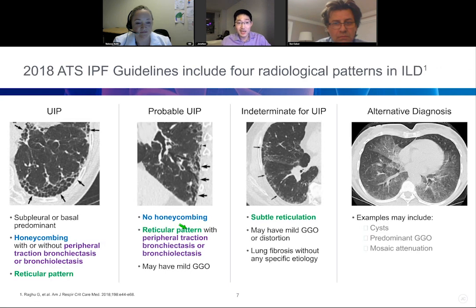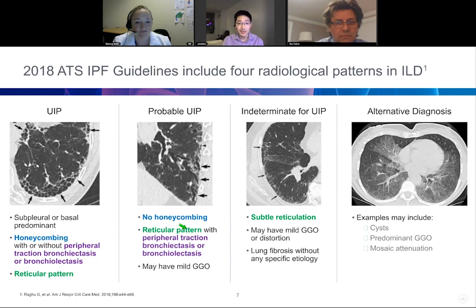So now let's talk about the 2020 ATS IPF guidelines. As you guys know, it's not just ATS, but it's multi-society guidelines. These guidelines, as well as the Fleischner guidelines for UIP imaging classification, exist, and they're more or less exactly the same. There's some slight differences, but I'm taking some liberties here. And because you guys are pulmonologists and probably read the multi-society guidelines more than Fleischner guidelines, that's what we're going to present here. And so we have a 4-tier system.